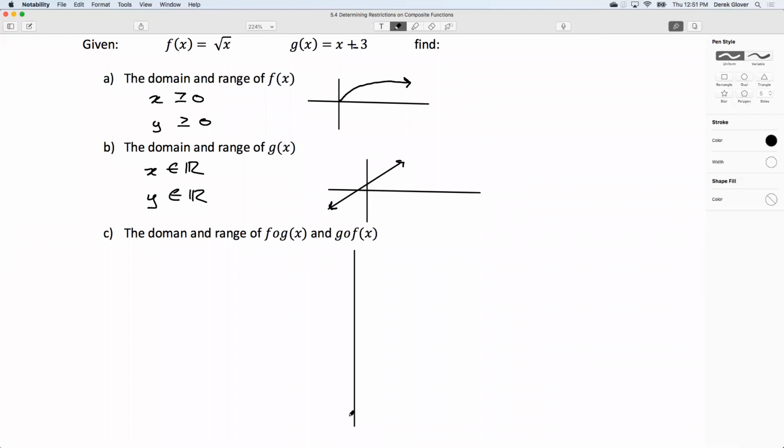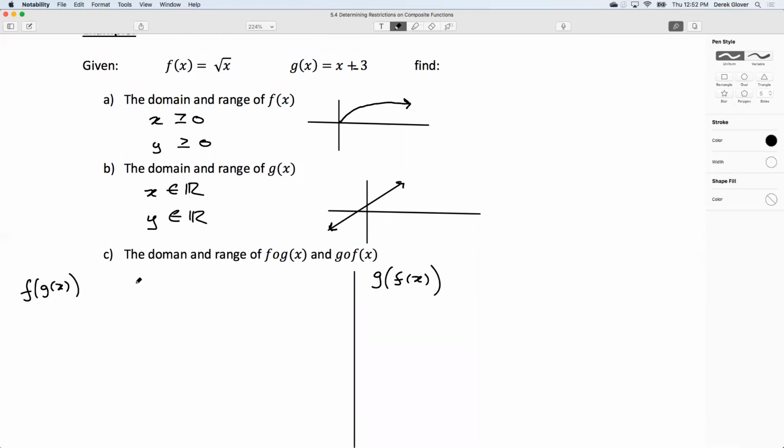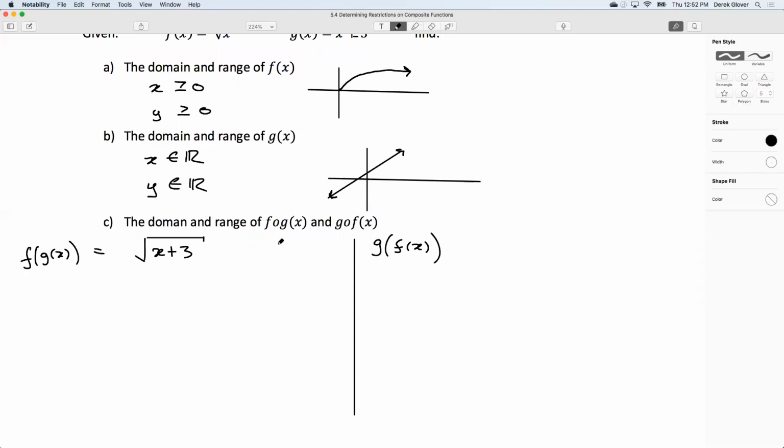So let's split this up. We'll go f of g on the left, and we'll do g of f on the right. So now f of g of x is going to be the square root of brackets, and in the bracket will be x plus 3. So this is going to be a slightly different function. Now we can graph this, but we should be able to graph this one without a graphing calculator. This is going to, again, be a square root function, but it's been translated 3 units to the left. So instead of starting at 0, it's going to start over here.